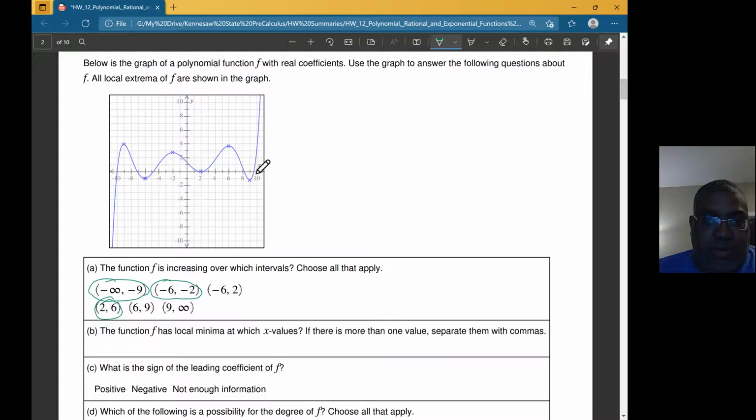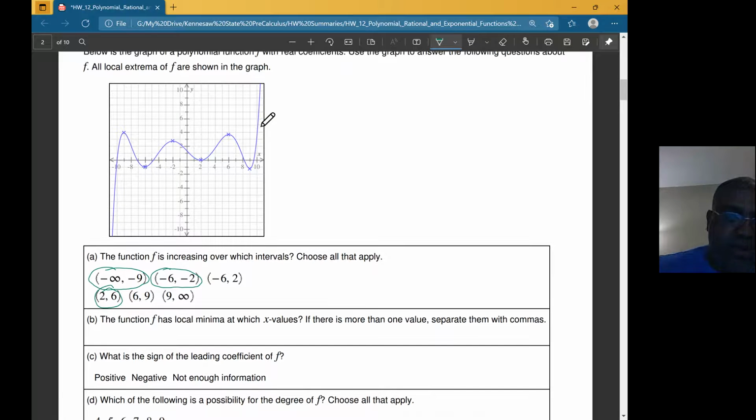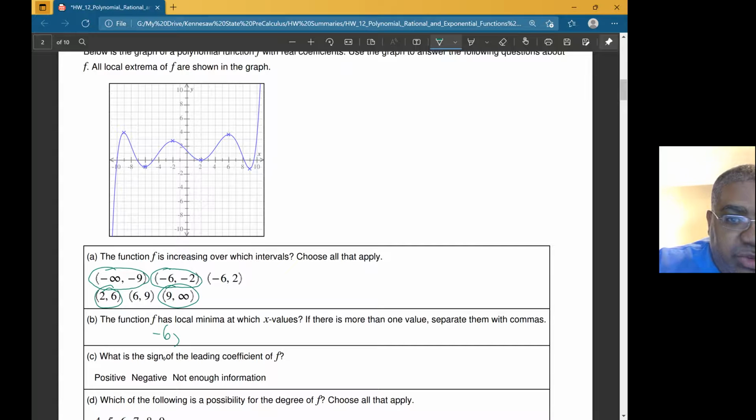Okay, let's keep going. And then from 9 to infinity is increasing. So that's that. Moving on to B, at which x values is there a local minima? Minima are minimums, or the bottom of the hill, at negative 6, at 2, and at 9.